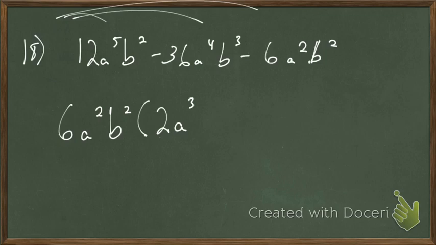Okay, next. Negative 36 divided by 6? Negative 6. A to the 4th divided by A squared? A squared. B cubed divided by B squared? B. Okay, 6 divided by 6? 1. A squared divided by A squared? 1. B squared divided by B squared? 1. So we actually have to put a 1 there, because it's 1 times 1 times 1. It's minus 1. I have a negative 1.